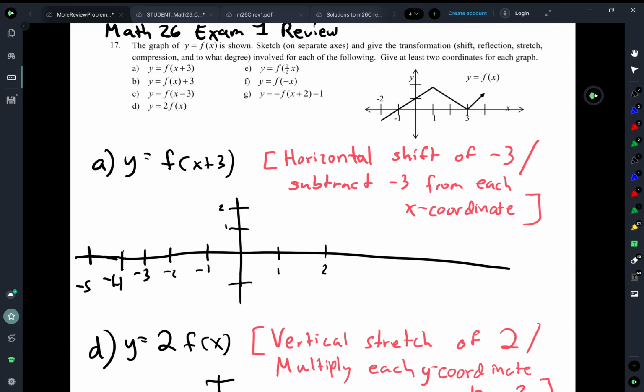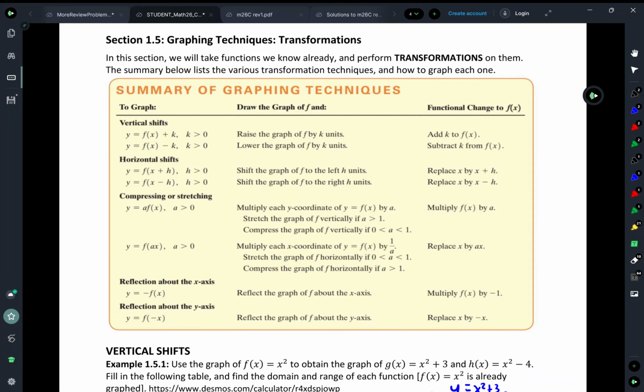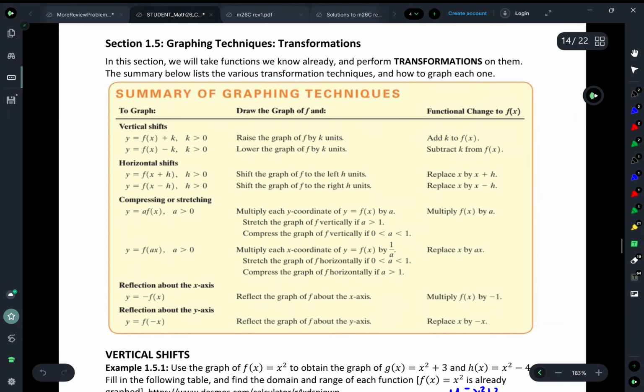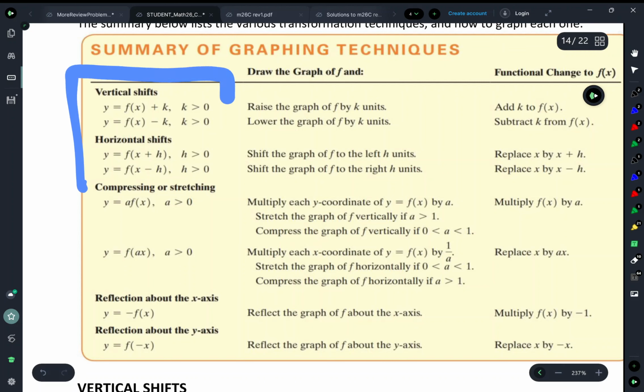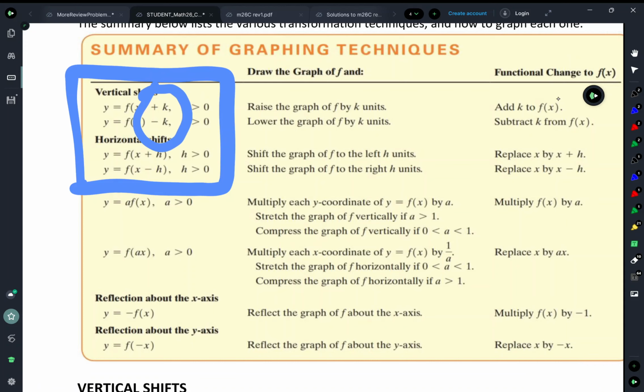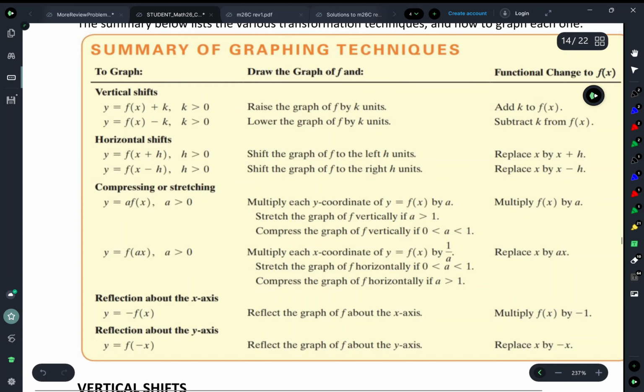This goes back to the notes that we had on chapter 1.5, which in the chapter 1 notes begins on page, it looks like 14. We had a summary of all graphing techniques. Whenever you are adding, it's going to be a vertical or horizontal shift. If you are adding inside the argument, it's going to be a horizontal shift. In other words, if you're adding inside those parentheses. If you're adding or subtracting outside the argument, it's going to be some sort of vertical shift. So you will get your graph and either shift it up, down, left, or right.